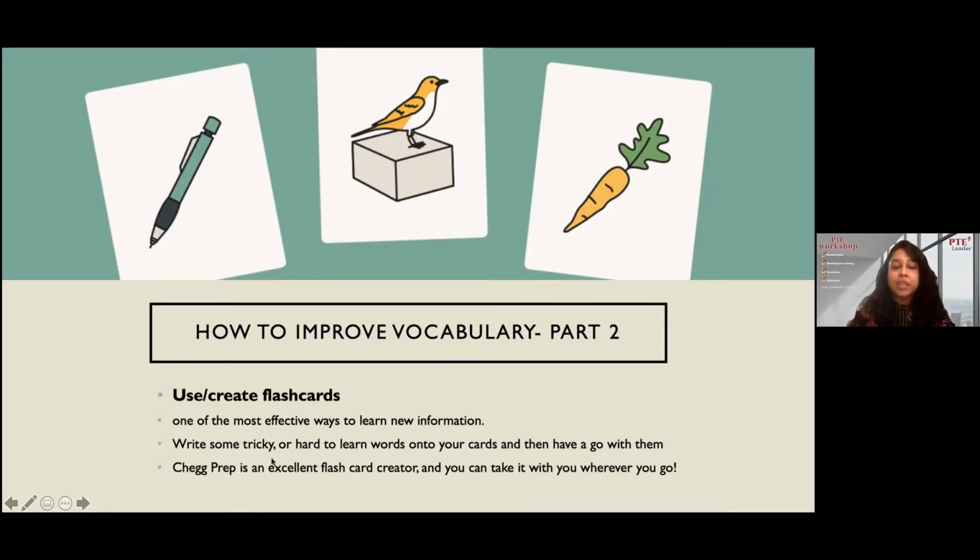Just try to play around with flashcards, mnemonics, and see which technique is most effective for you and stick to that strategy and improve your English.